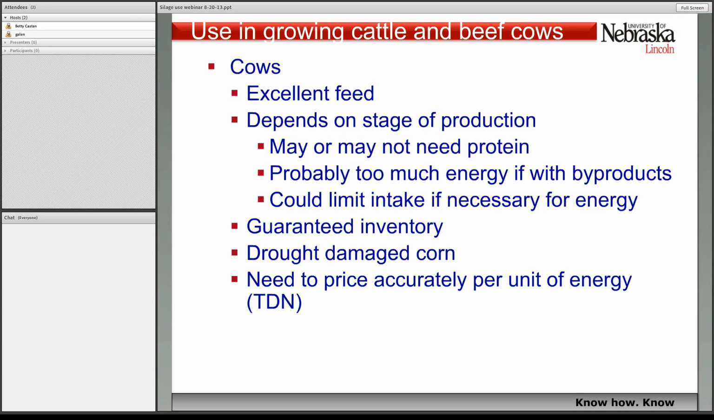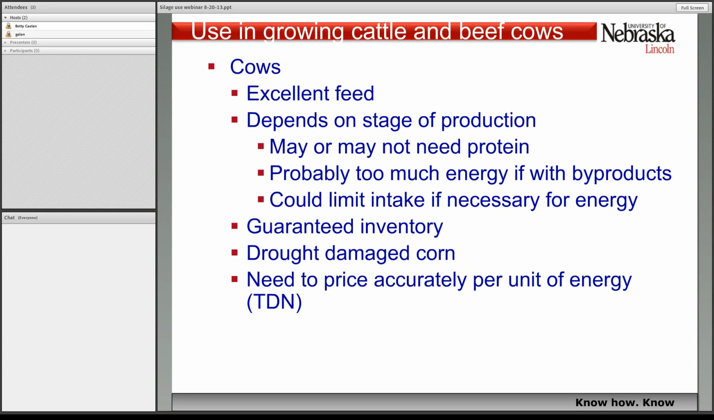If you just fed a straight silage diet, the cows will put on condition, and that's even more pronounced if it's fed with byproducts. You could limit the intake, though, if you wanted to, and so you don't have to feed cows as much as they'll want to eat. You could limit it to whatever level of intakes necessary to meet just their energy needs, but not to put on condition.